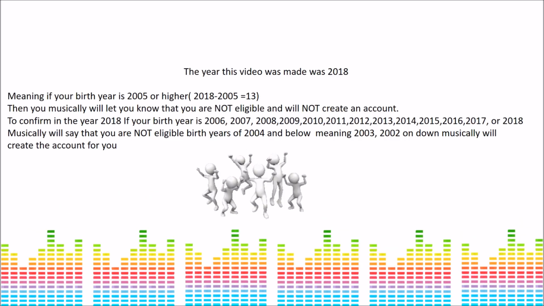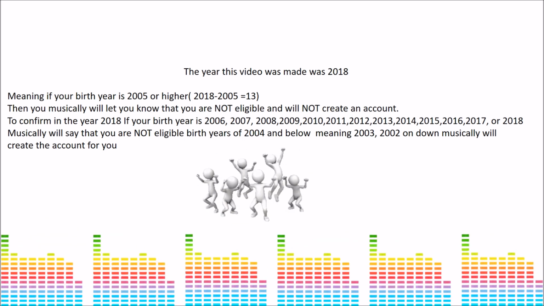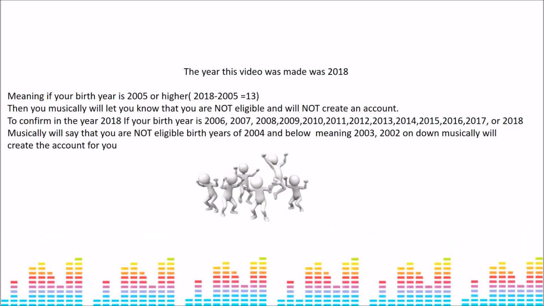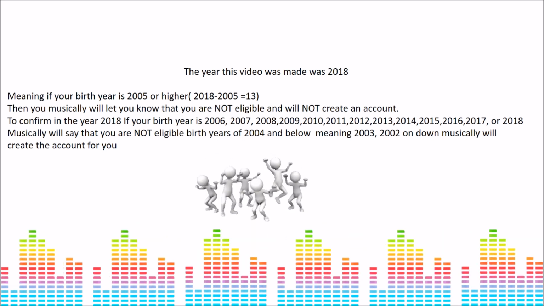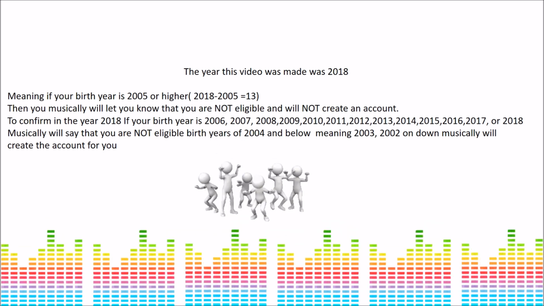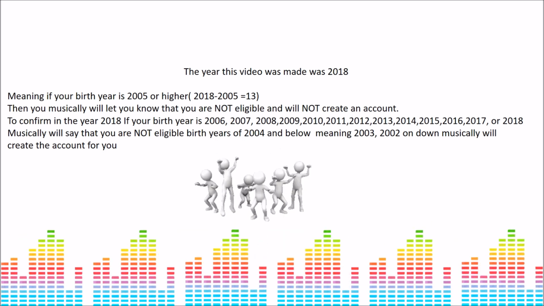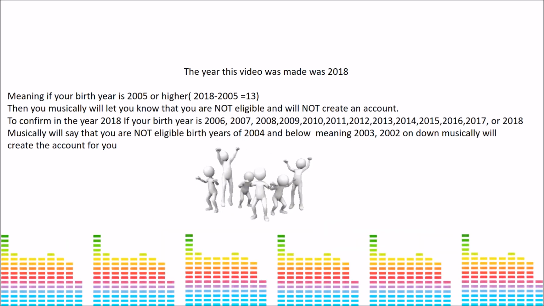in any manner. This video was made in 2018, meaning if your birthday year is 2005 or higher, let's do the math. 2018 minus 2005 equals 13. Musical.ly will let you know that you're not eligible and will not create an account because you're 13 or younger.